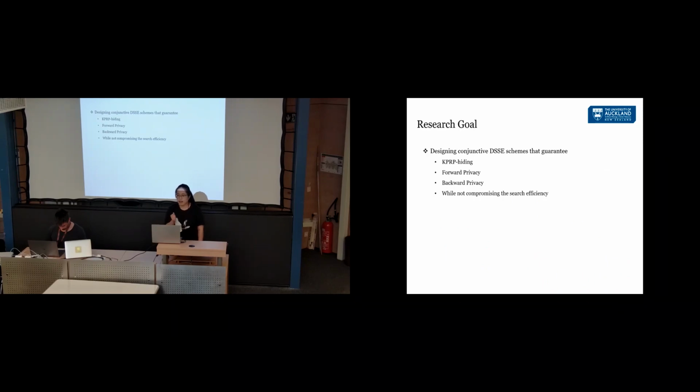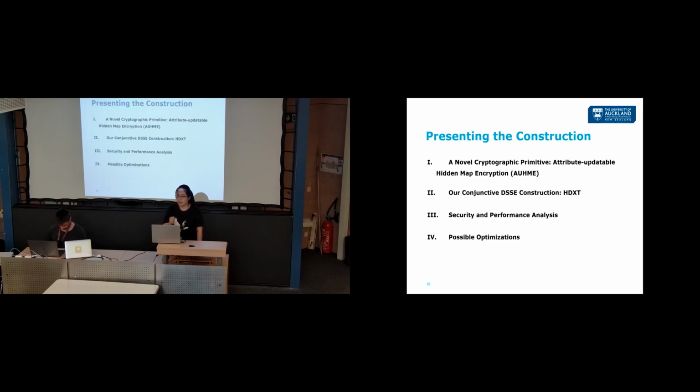In this work, our design goal is to design conjunctive DSSE schemes that guarantee keyword pair result pattern hiding, forward and backward privacy while not compromising the search efficiency. To present our construction, I will first give our novel crypto primitive called attribute updatable hidden map encryption, abbreviated as AUHME. Then I will explain how AUHME is used to implement our conjunctive DSSE, named DXSD. Then I will give analysis and possible optimizations.